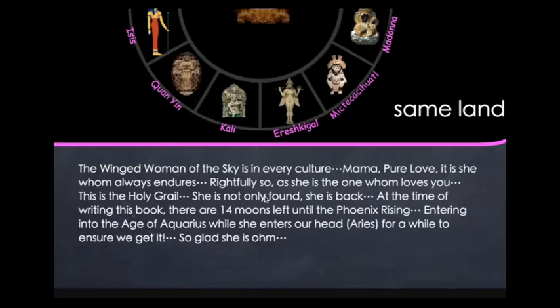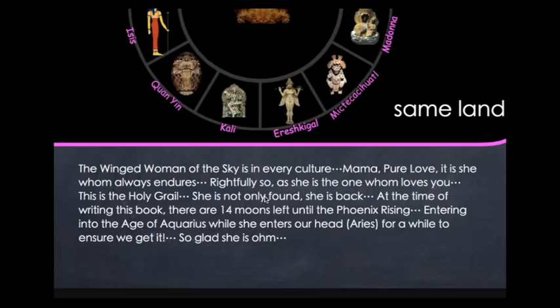So not only is she found, she is back. At the time of the writing of this book, there are 14 moons left until the Phoenix Rising. There's 12 left now, right? We just had that beautiful full moon on the 16th, the one-year anniversary on Easter, before the true Easter. Entering into the age of Aquarius while she enters our head, Aries. So both those happen. We enter the age of Aquarius while she enters into our head.